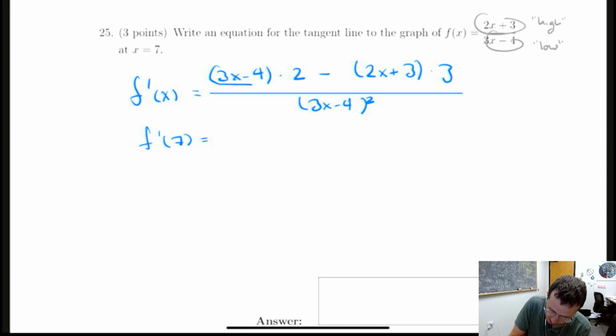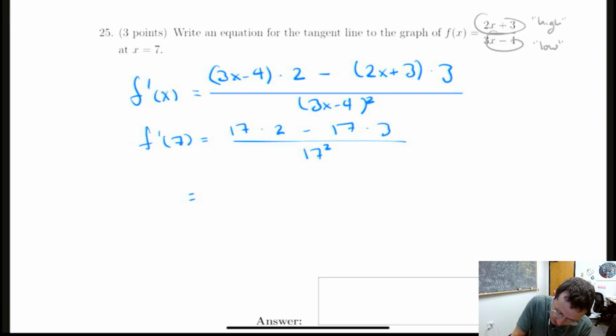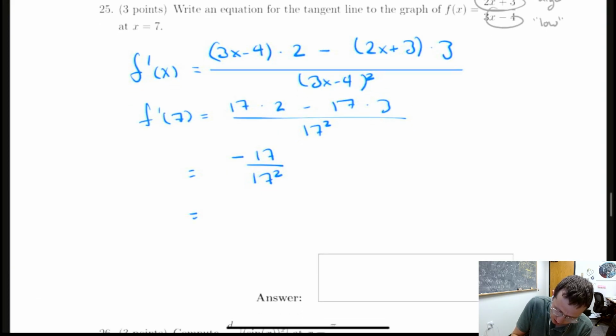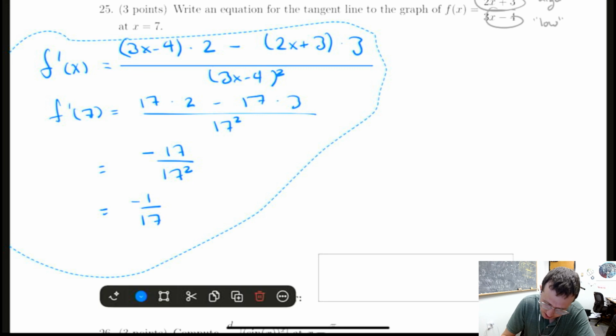3 times 7 is 21. 21 minus 4 is 17. Seven times 2 is 14. 14 plus 3 is 17. And 3x minus 4, once again, when x is 7, that comes out to 17. So on the top, I get 2 17s minus 3 17s. That is minus 1 17. Divided by 17 squared, this is minus 1 over 17. So that is the slope of the tangent line.